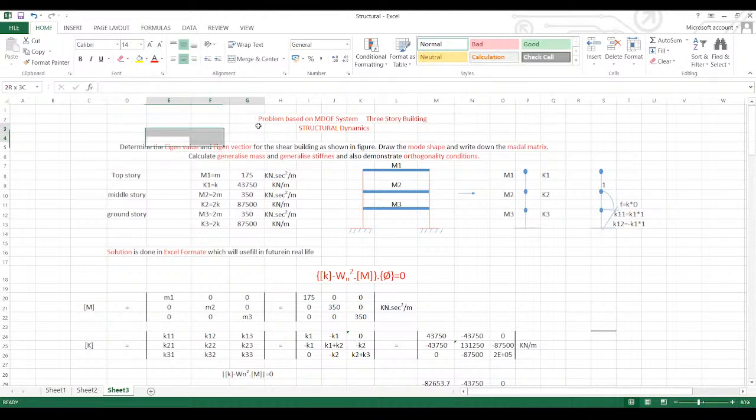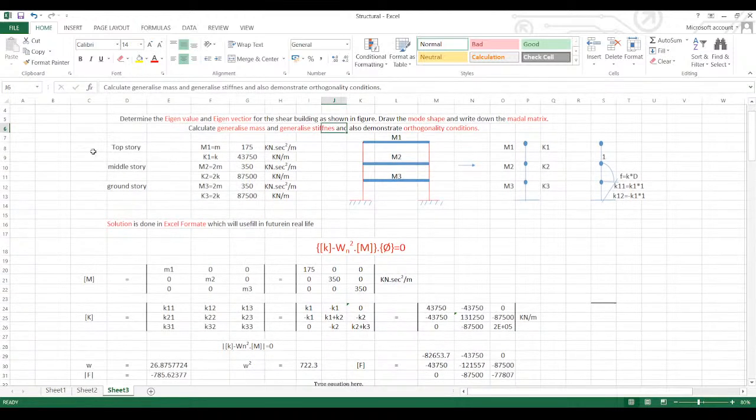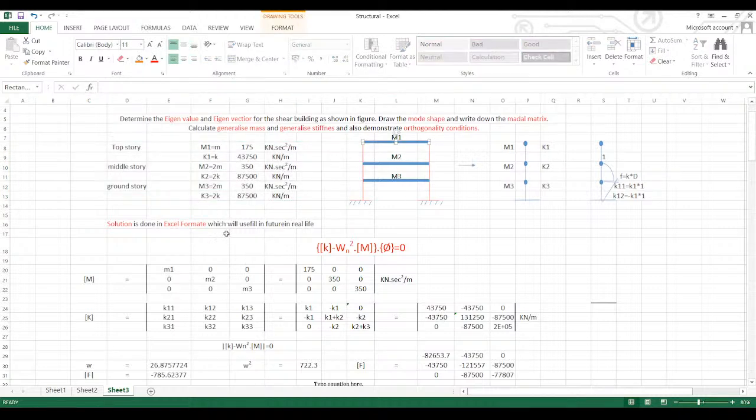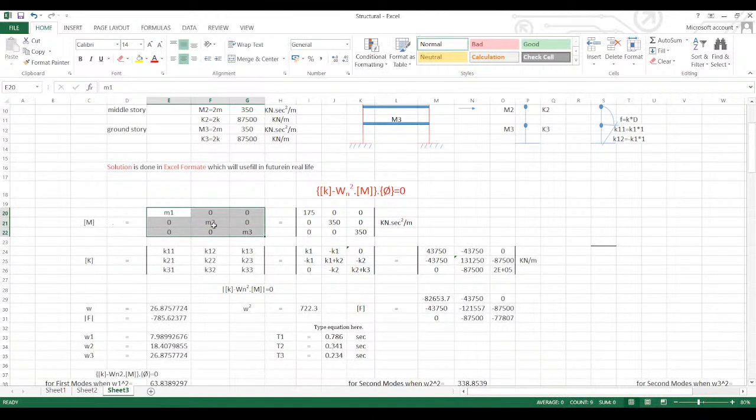Now here we have a three-story building. We are going to analyze this three-story building, which relates to the subject of structural dynamics, a multi-degree of freedom problem. The mass and stiffness are given on all the floors, and here we have calculated the mass matrix. We always put the mass matrix in this form.